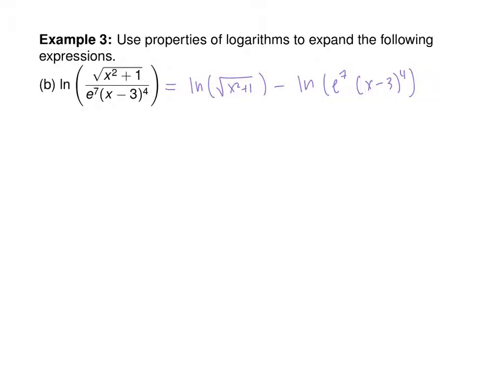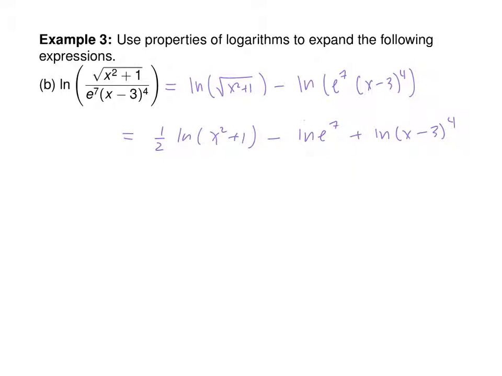The first of which, what kind of power is a square root? A half. So that first term can become 1/2 ln of x squared plus 1. And there's no rule for ln of added stuff, so that ln of x squared plus 1 just stays, it's left alone. Okay, minus ln e to the 7th plus ln x minus 3 to the 4th. I made a mistake there, and I made it on purpose. What did I forget? That one's minus 2.